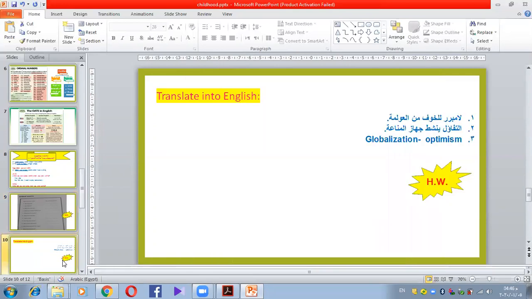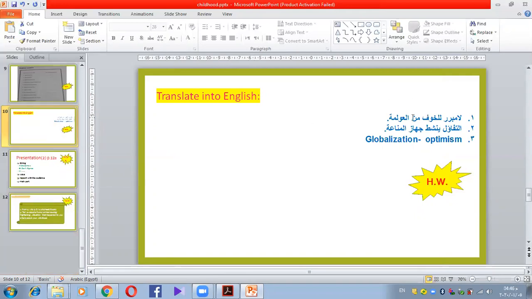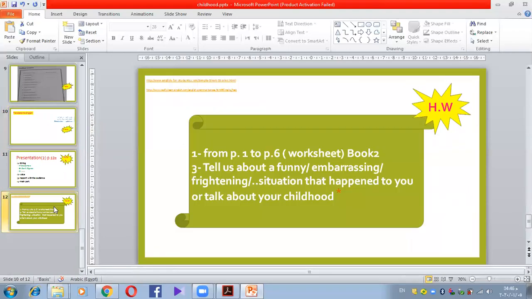Translation. You are going to try to translate these two words from Arabic to English. They are easy. They are not so difficult. Globalization, عولمة. Optimism, التفاؤل. Business, we are going to do this together. As homework as well, we are going to answer from page 1 to page 6.